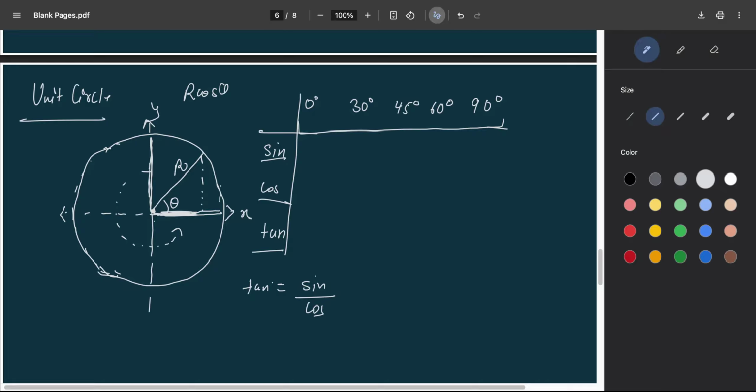Basically, we can use this relation x square plus y square is equal to r square. So this is basically the equation of a circle if I wanted to keep it over here. Okay, are you aware of the equation of a circle?